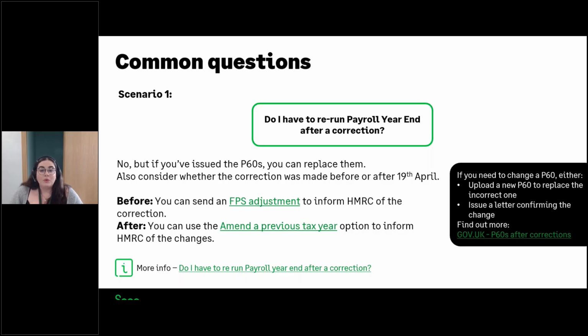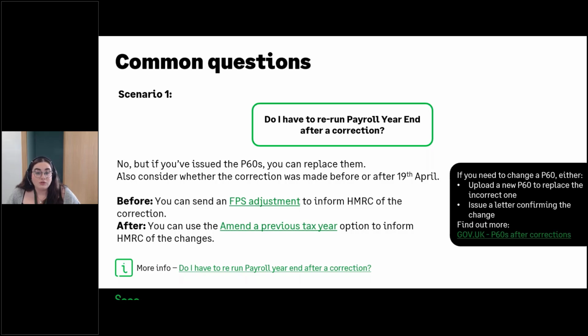Something else to point out though, HMRC guidance also brings up a good point about the employee's personal tax account. If there has been a correction made by you, the employer, and then you've resubmitted to HMRC with the FPS adjustment, the personal tax account will reflect those corrections too. So just bear that in mind. They could log in and see those corrections themselves as well.